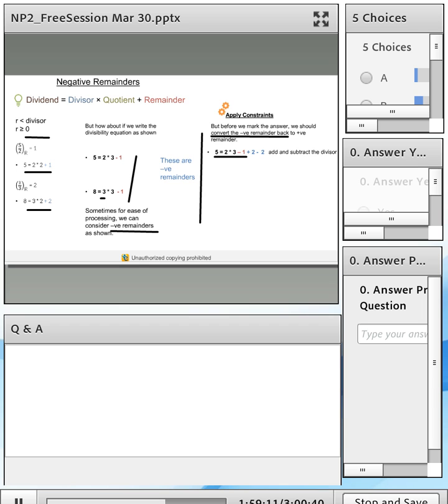So I'm showing you the derivation of that. What I really need to do is positive remainder is always negative remainder plus the divisor, and that's what I'm showing you how that happens. So I add and subtract the divisor. Nothing is going to happen to my equation if I add and subtract the same number.